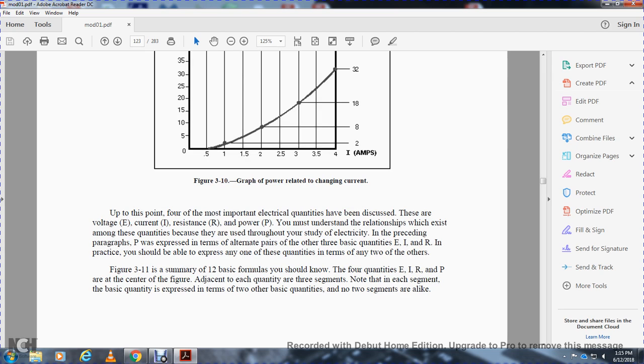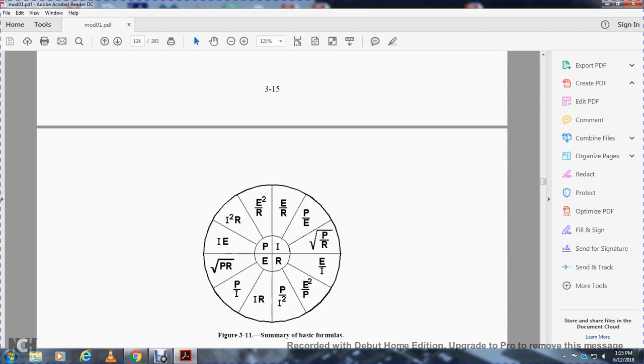You should know the four quantities: volts, amps, ohms, and power. A summary of the figure shows each quantity with three segments, and each segment of the basic quantity is expressed in terms of two other basic quantities. No two segments are alike. Figure 3-11 shows your summary of the basic power and basic formulas.